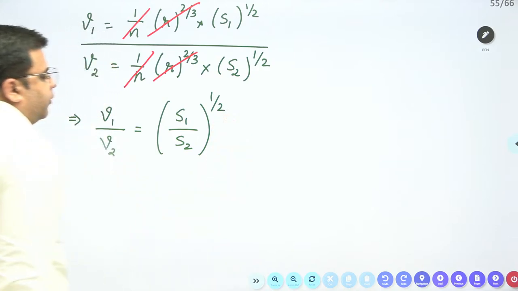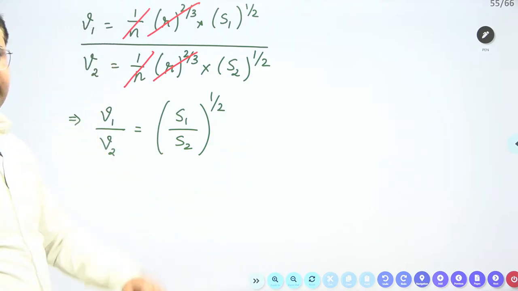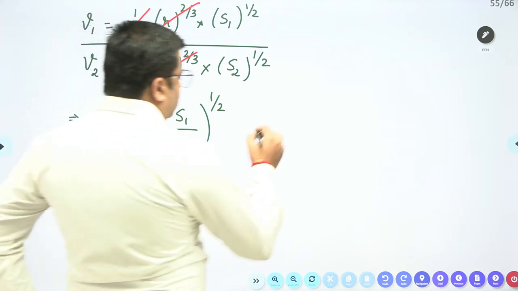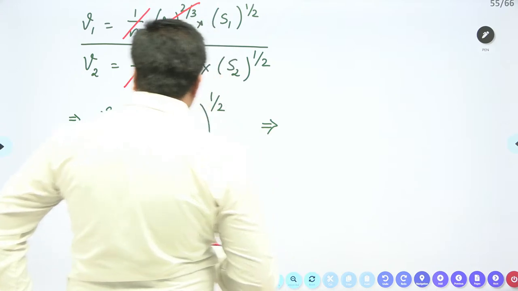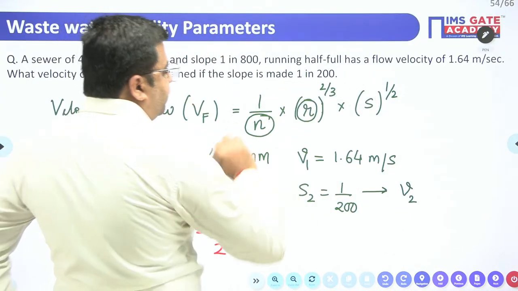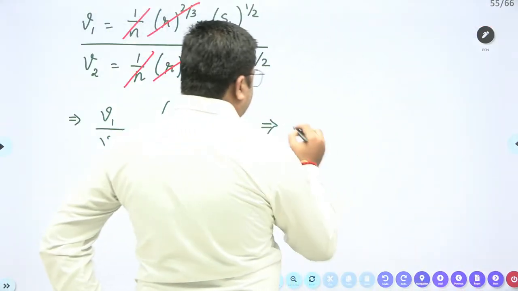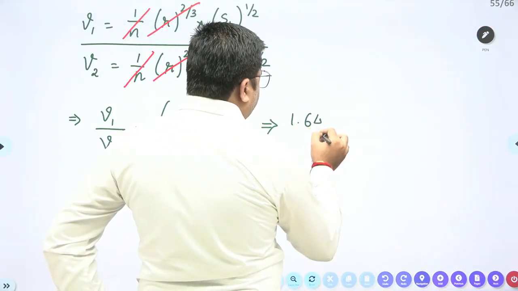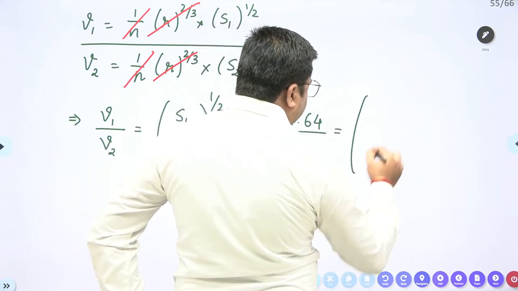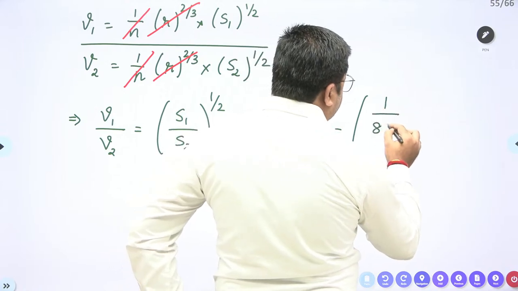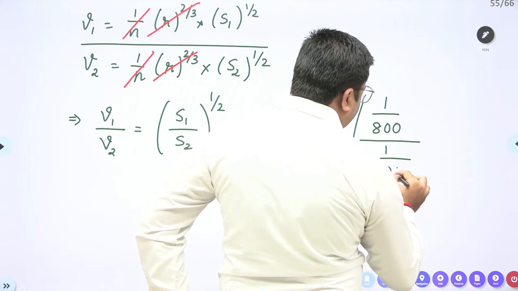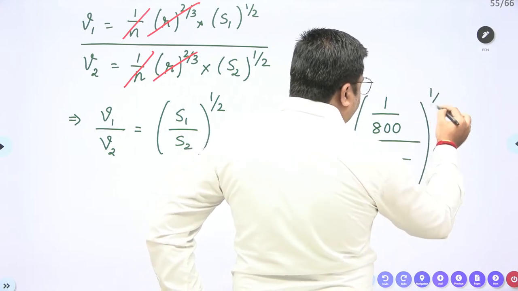Just substitute the value of S1 and S2 and V1 and get me the value of V2. Quickly get me the value of V2. So this V1 is 1.64, divided by V2, equals S1 which is 1 in 800, and S2 is 1 in 200, raised to the power 1 by 2.